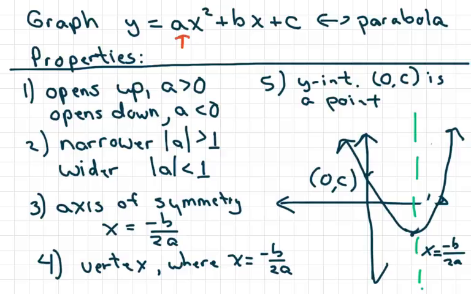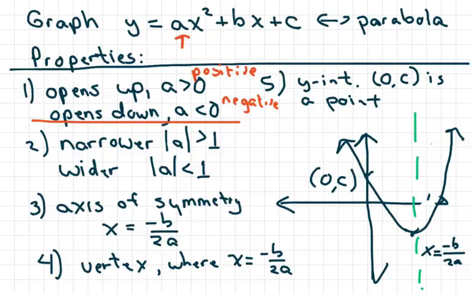A. So if our A is positive, don't say A is greater than 0. What we want to say is this just means A is positive. So if we have a positive A, our parabola opens up. And if our A is negative, this A here, then it means it opens down.